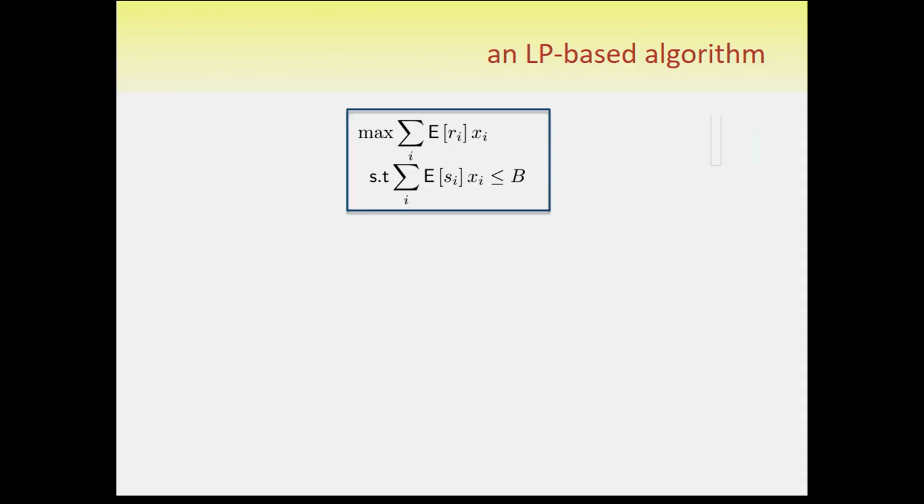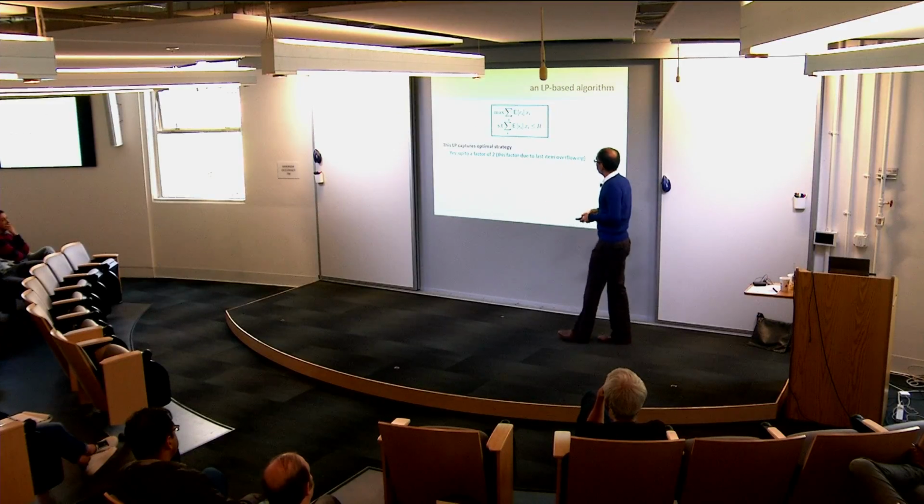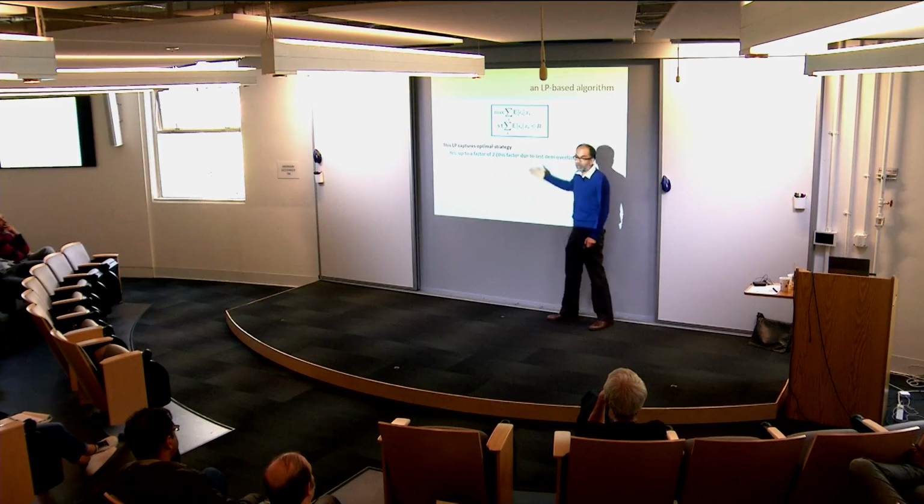Think of x_i as a variable which indicates whether item i was chosen in your solution or not. And such that the expected size, and you should think of this as the expected truncated size, of course, is at most b. This is a linear program we write down for knapsack, just for knapsack. For stochastic knapsack, the linear program remains the same. The meaning is slightly different. x_i is now supposed to indicate the probability with which you try item i. So this linear program, you can show, captures the optimal strategy.